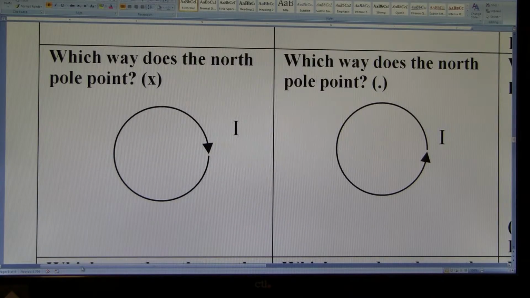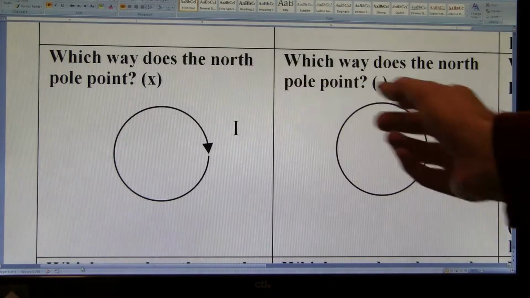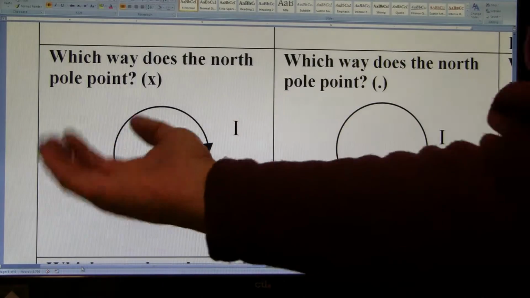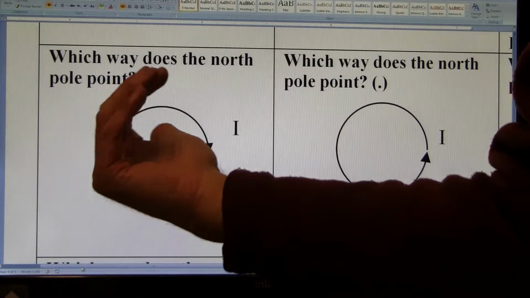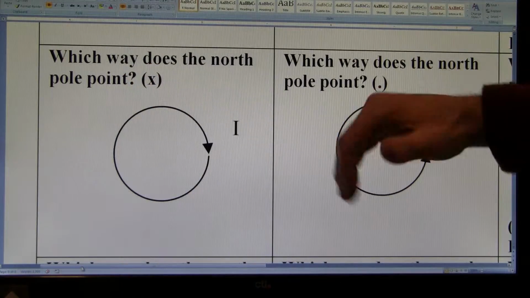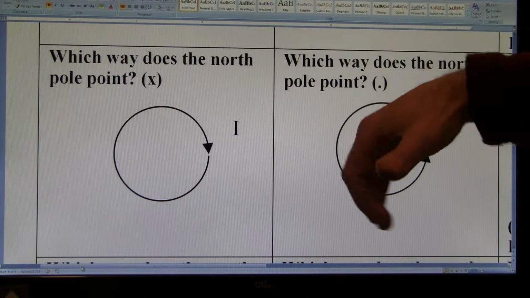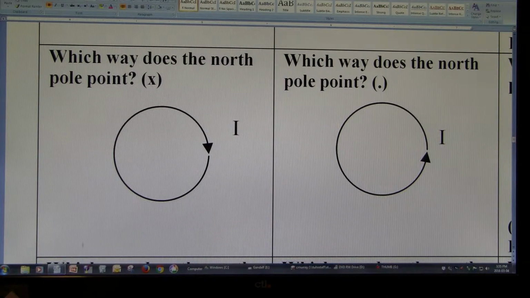All right. Which way does the North Pole point? Well, for these guys, it's either into or out of the page. Fingers in the direction of the current. Thumb is the direction of the North Pole, so this is into the page. This one's out of the page, right? That's not so hard.